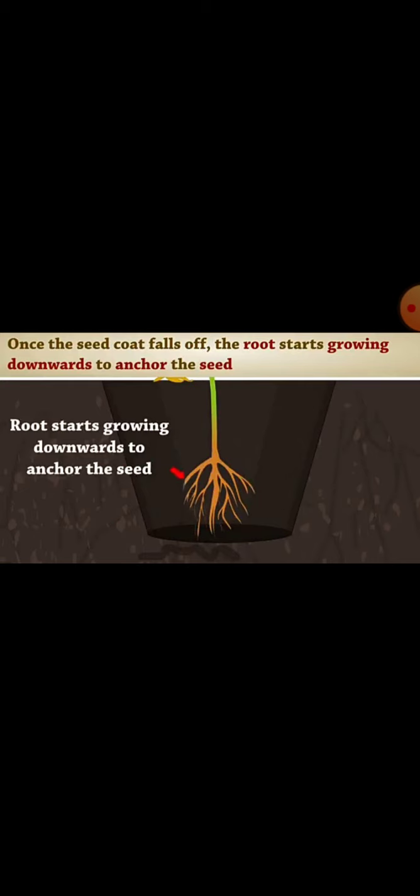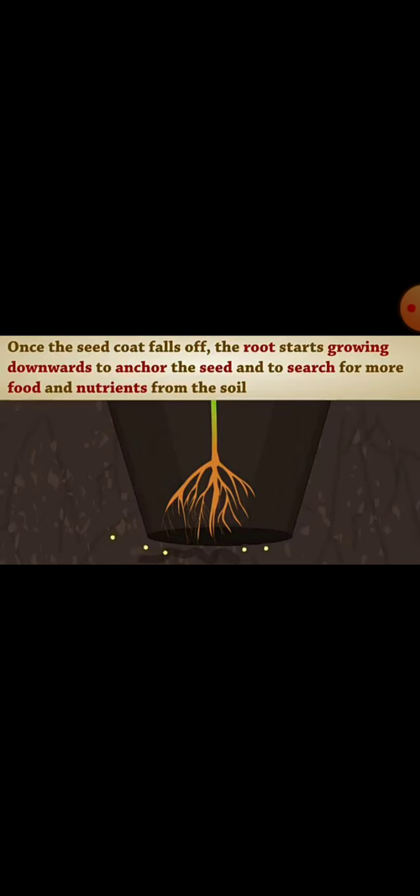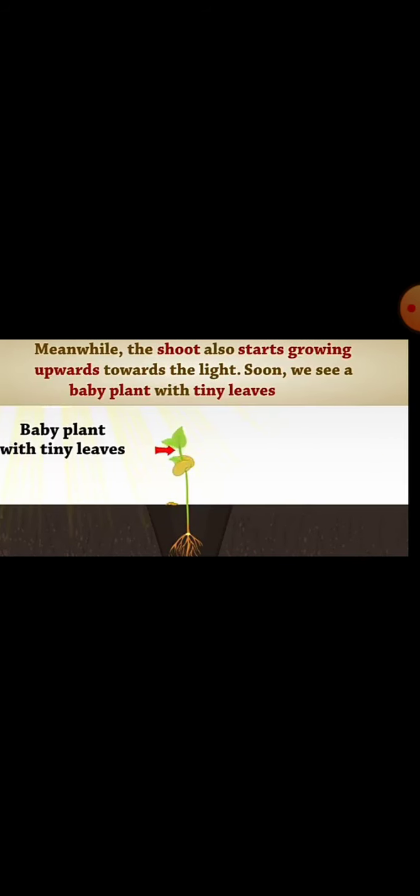Once the seed coat falls off, the root starts growing downwards to anchor the seed. See, the root will be growing downwards while the shoot will be growing upwards. Anchor the seed means to fix the seed and to search for more food and nutrients from the soil. Meanwhile, the shoot also starts growing upwards towards the light.